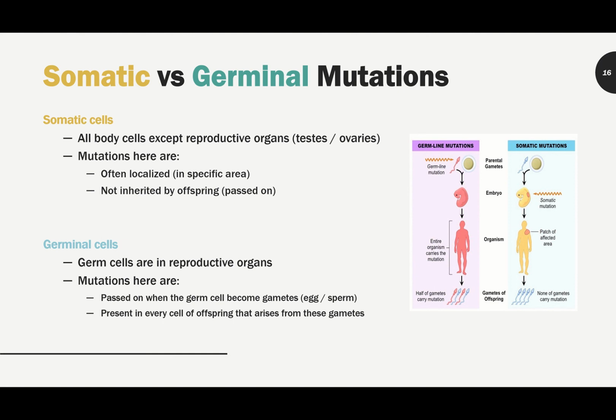But what you might be scared of is germinal cells, because germinal cells are in reproductive organs, and mutations in these cells can be passed down to your offspring. When the germ cells become gametes, the mutations are present in every cell of the offspring that arises from these gametes. It means if the cancer affects one of the germinal cells, the offspring is going to have a higher rate of getting cancer.